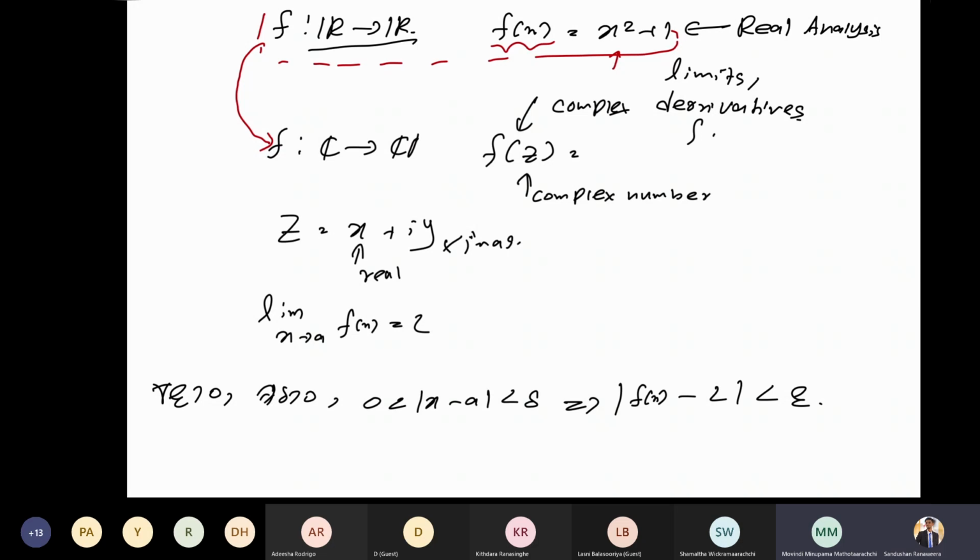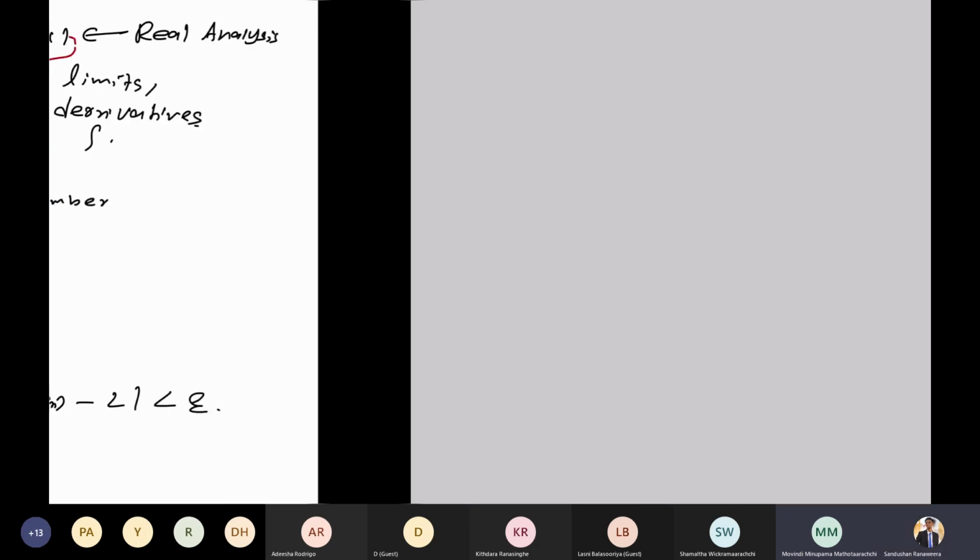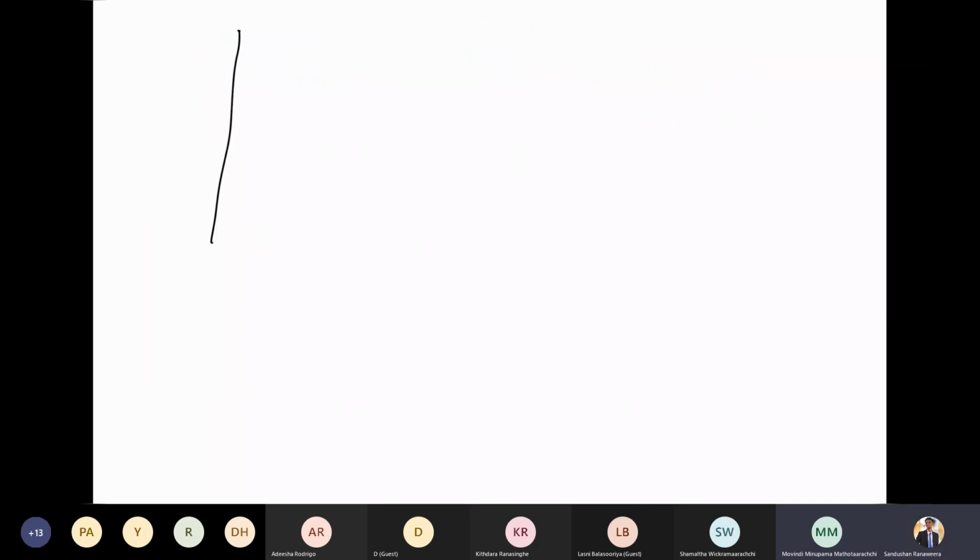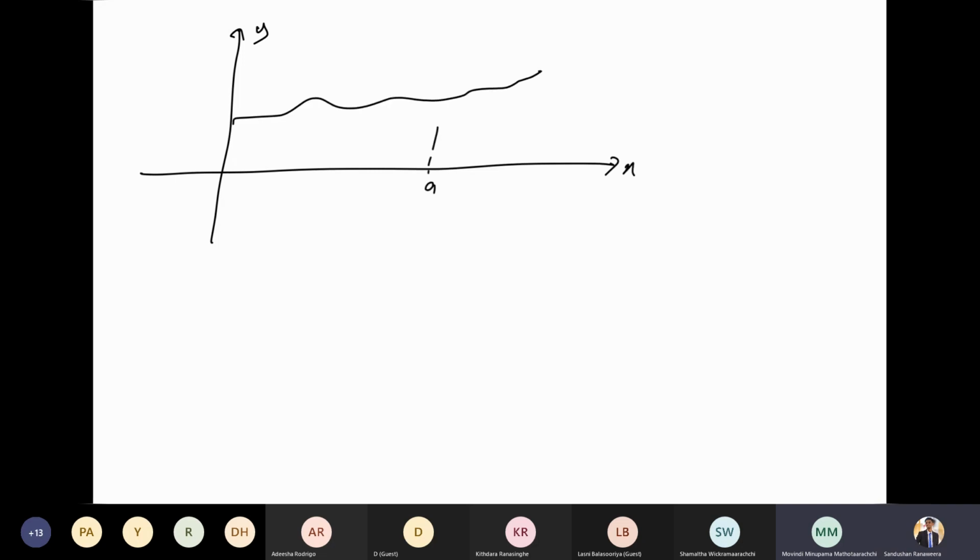In this definition, if you have some function f(x), and you have some neighborhood around this a, with a plus delta and a minus delta, then your function value is oscillating around the limit L. So this is what you do for real functions.